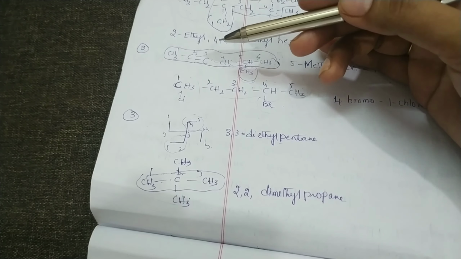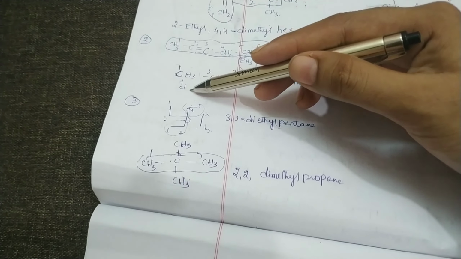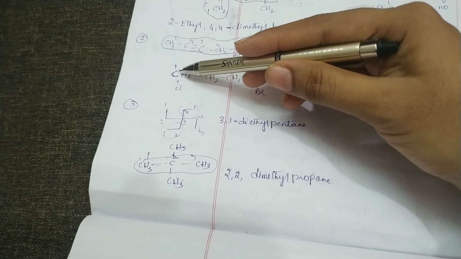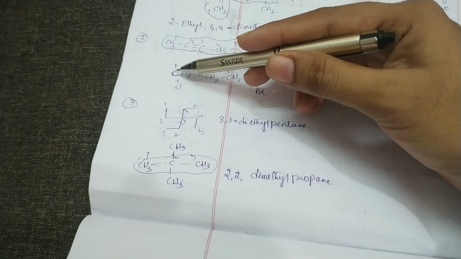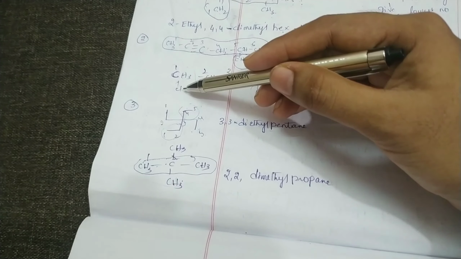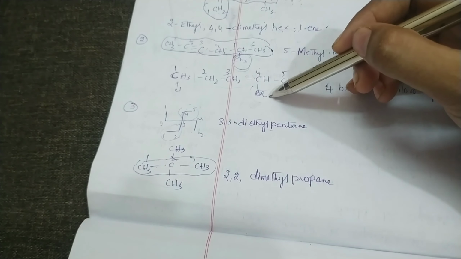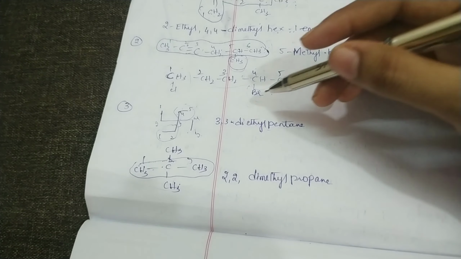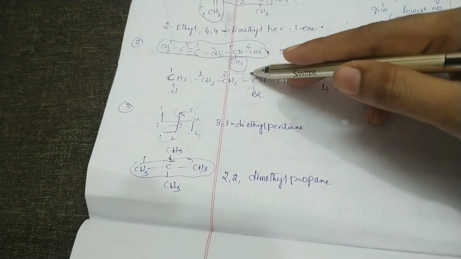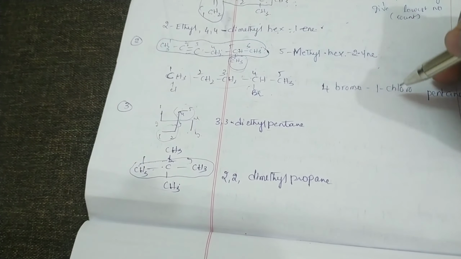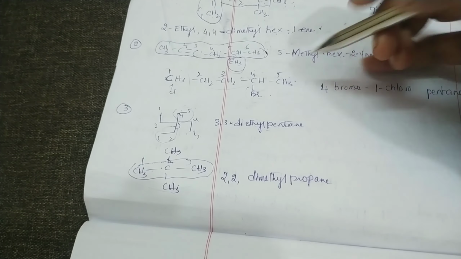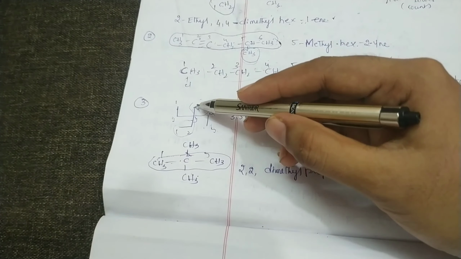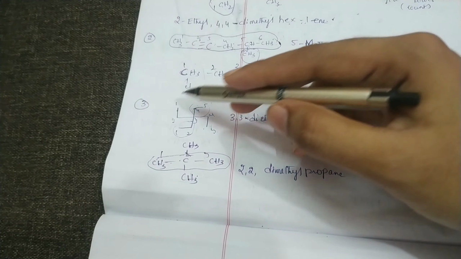Here, what are the substituents? Chloro and bromo. So numbering will be given from 1 2 3 4 5. The substituents are chloro and bromo. Alphabetically B comes first, so we will write first what? 4-bromo, then 1-chloro, 5 carbons means pent, single bond means N. So we will write the name for this compound.